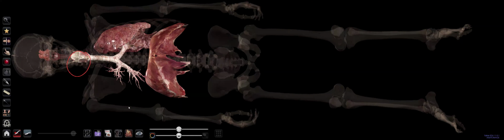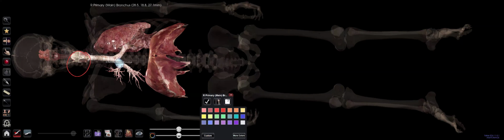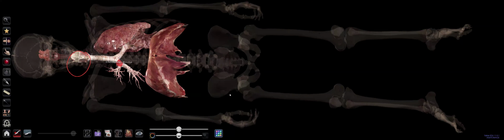Okay, we remove the right lung, and then we have to turn this off, otherwise we'll start getting rid of more stuff. Here's the trachea, and the first branch off of the trachea is the primary bronchus. Let's color that. We've done this before. Then the next branch here would be the secondary bronchi. Let's color that too.